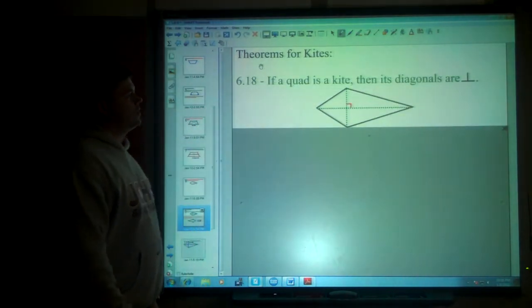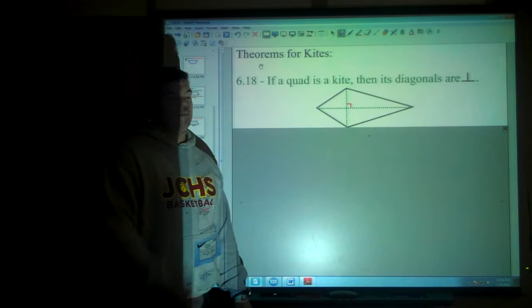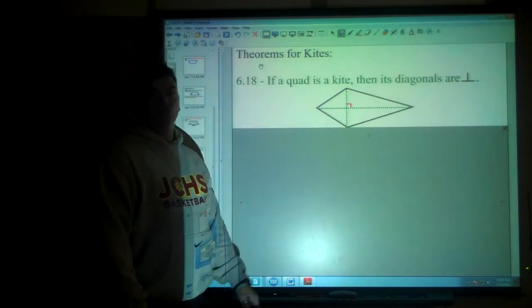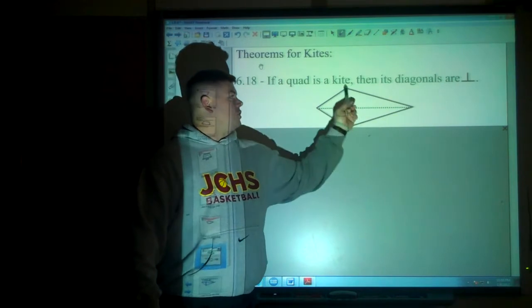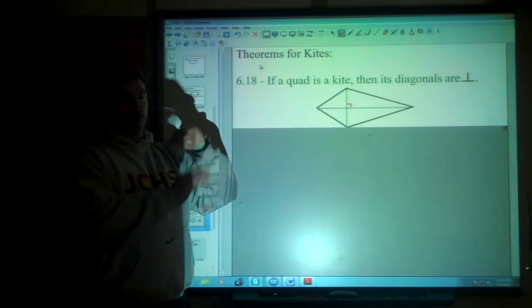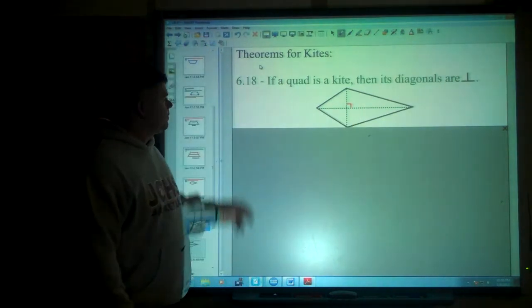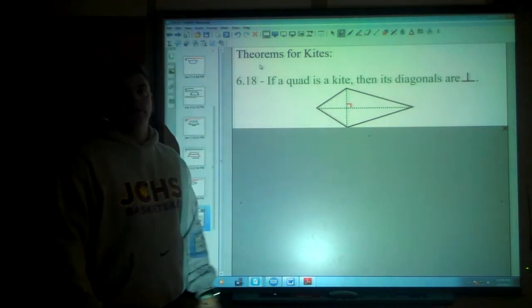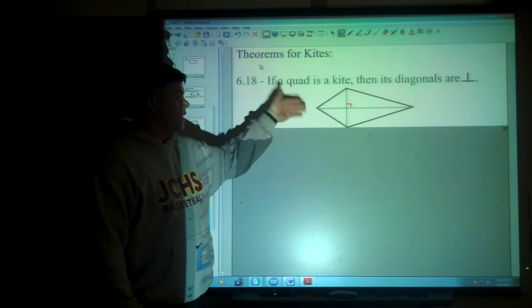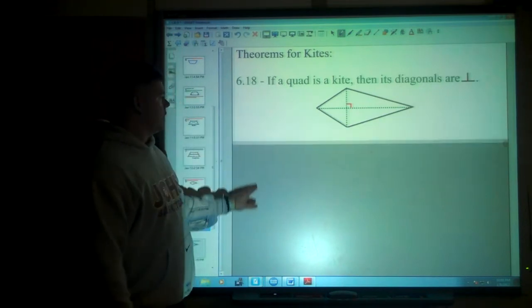If a quadrilateral is a kite, then the diagonals will always be perpendicular. So if you're truly dealing with a kite, and this is the traditional kite that we always think of with the two sticks that crisscross each other, they would cross each other at 90 degrees. But if you don't have 90 here, then you know you're not dealing with a kite. Even if it's 89 degrees, then it's not a kite. A kite would always produce 90 there.